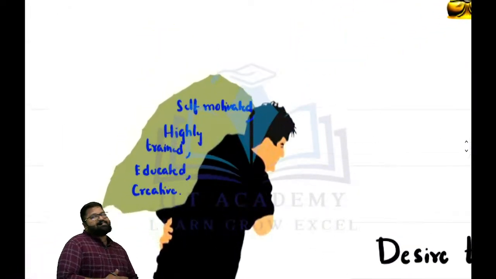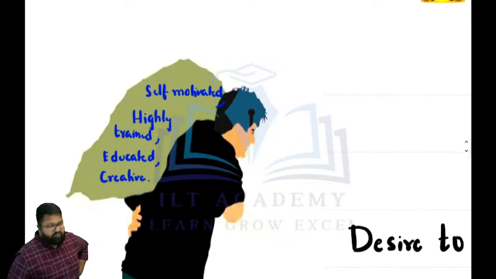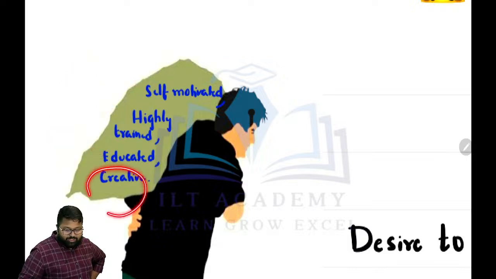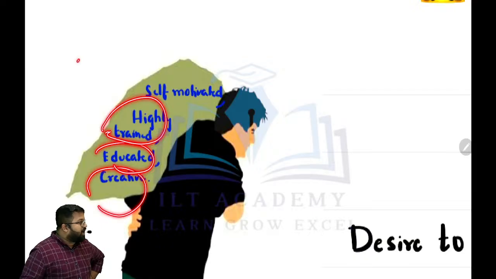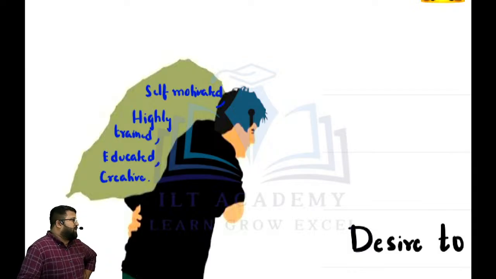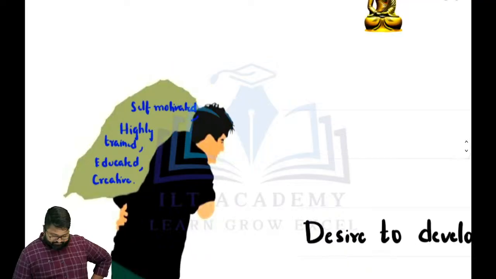How to become a best manager? What is the first point there? Self-motivated, highly trained, educated, and creative. Sir, creative, educated, training and all are forming part of art, na? So as they are forming part of art, we can conclude that management is an art. Okay.